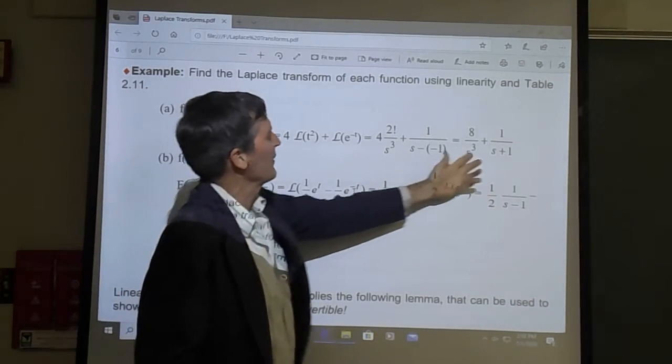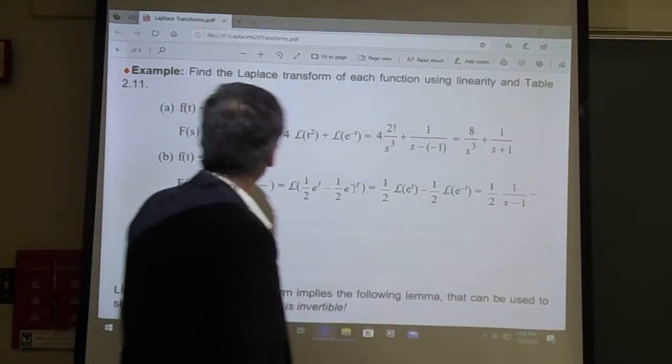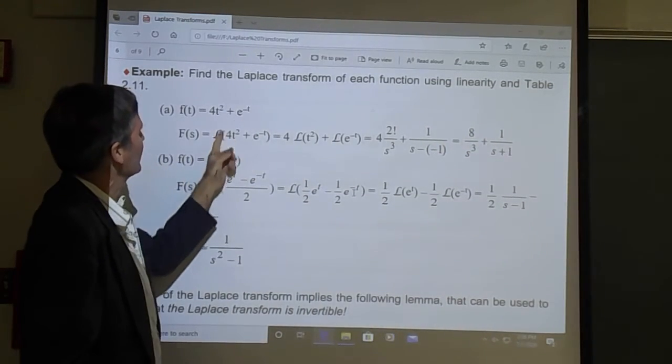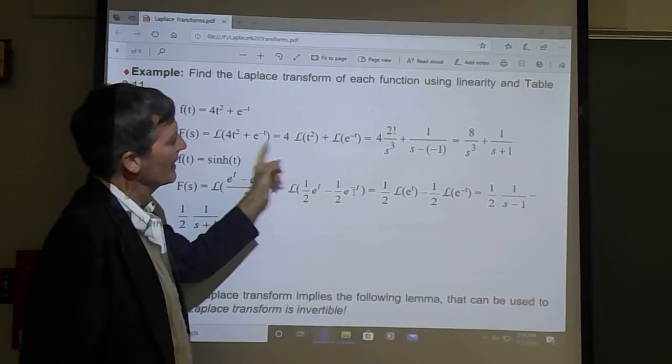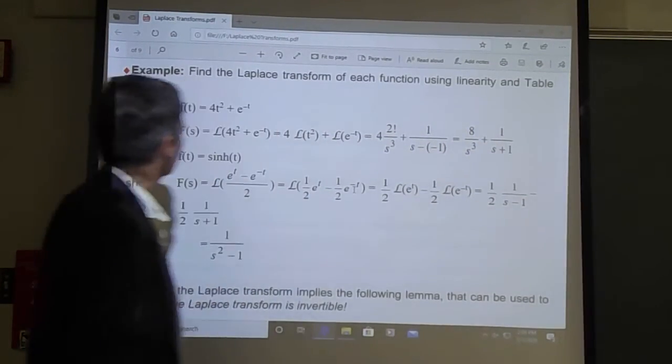And now we can simplify this with algebra. The Laplace transform is 8 over s squared plus 1 over s plus 1. The Laplace transform of this function of t, 4t squared plus e to the minus t, is this function of s, 8 over s squared plus 1 over s plus 1.